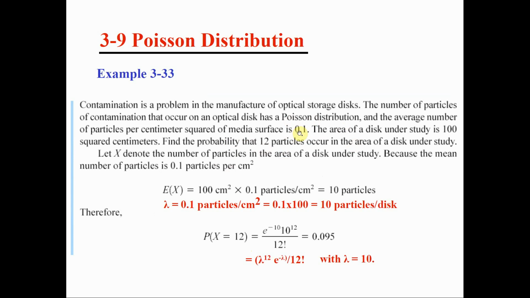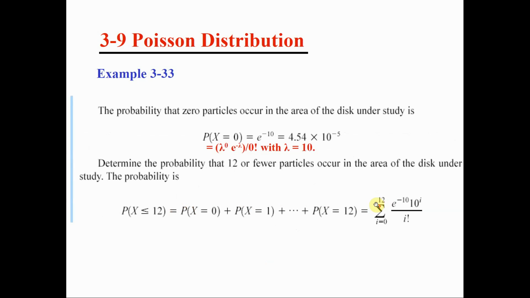We have to use the scaled version of lambda, which is 0.1 times 100, which is 10 particles per disk, because the question is, what is the probability that we have 0 particles in the whole disk? Not the probability that we have 0 particles in 1 centimeter squared, no, in the whole disk. So that's why we have to use lambda equals 10. By the way, lambda to the power of 0 is 1. Also, 0 factorial is 1. So the only thing remaining in this equation is e to the power of minus lambda. That's why you see e to the power of minus 10 here, which happens to have this value.